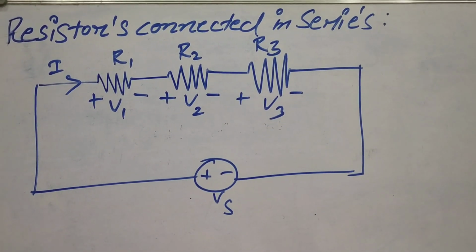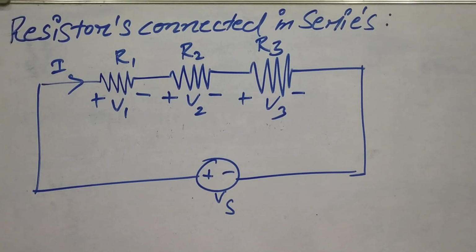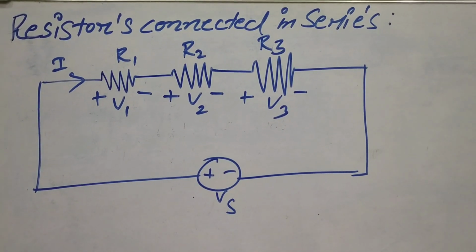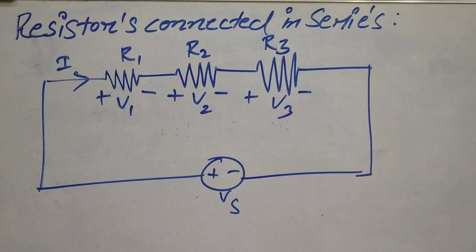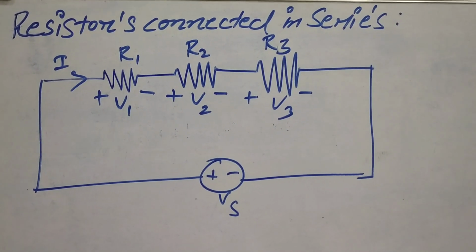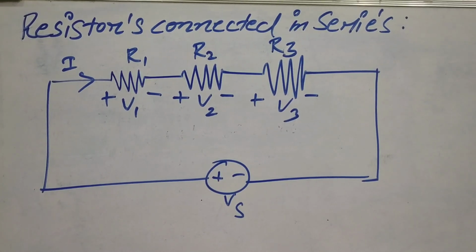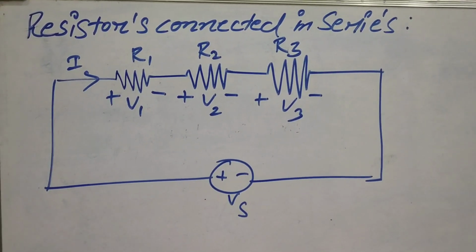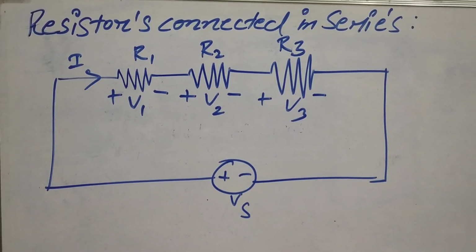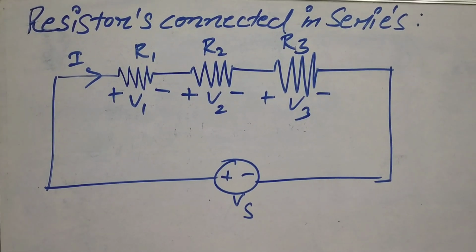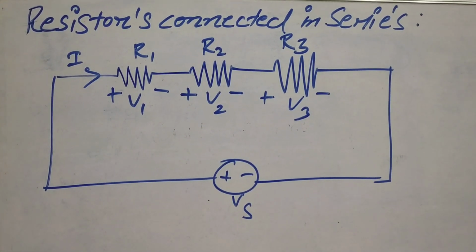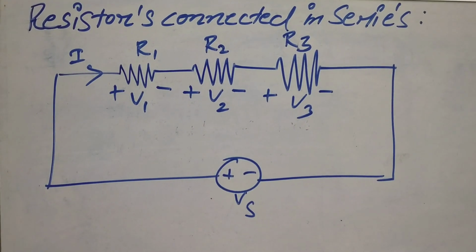Let us see the concept of resistors connected in series. If resistors are connected in series, what will be the equivalent resistance? Now we are going to find the equivalent resistance if they are connected in series. In the shown figure, we have three resistors R1, R2, R3 which are connected in series.